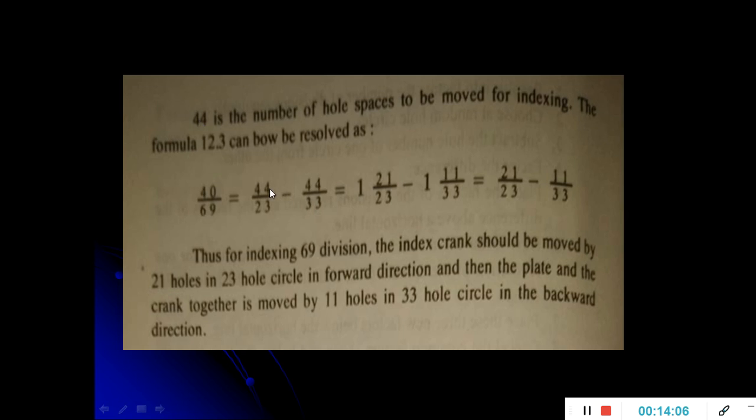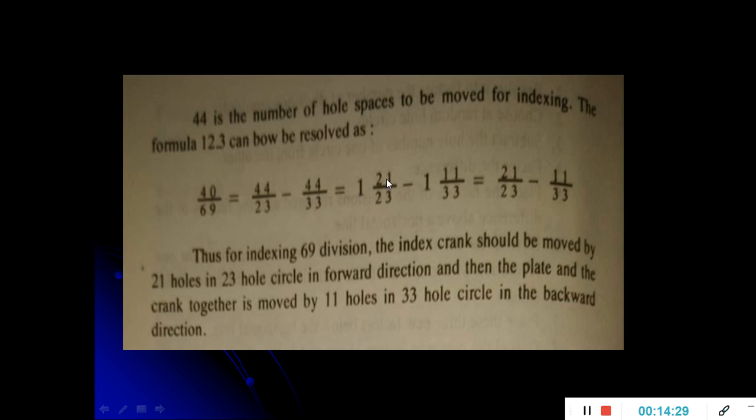So write it this way: 44 divided by 23 minus 44 divided by 33. So 23 and 33 are the hole circles chosen for indexing, and 44 is the number of hole spaces moved for the indexing. So 44 divided by 23 minus 44 divided by 33. I'll write it this way.